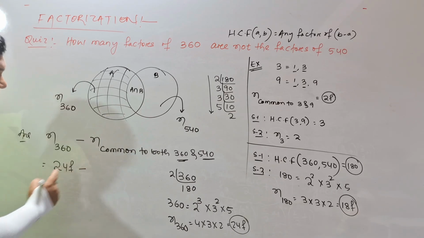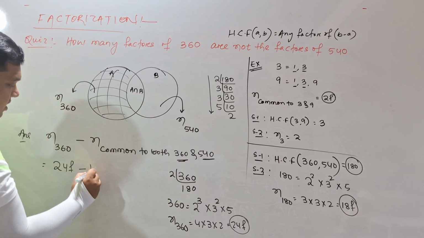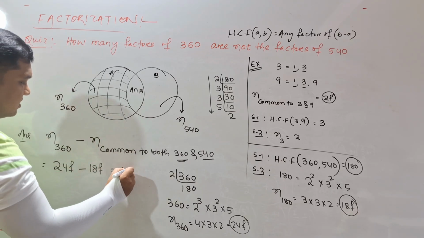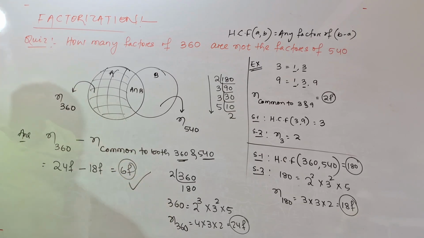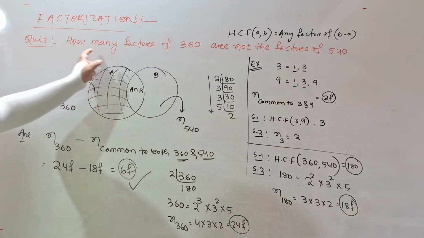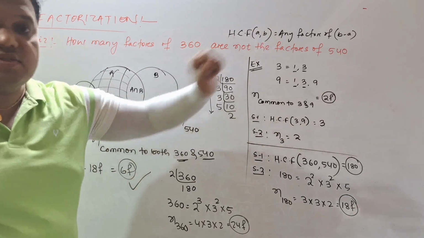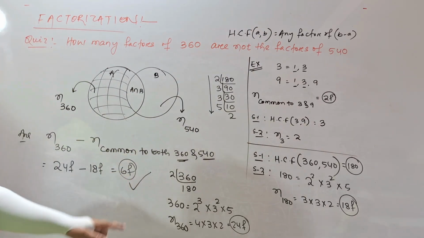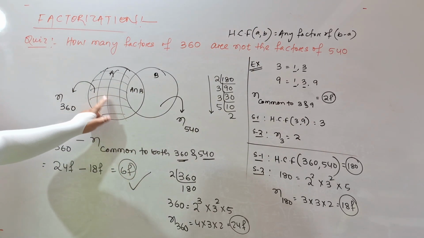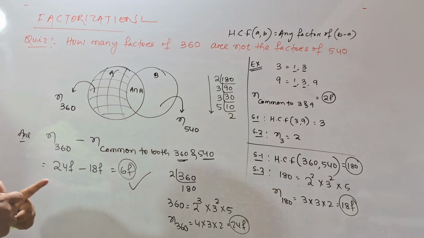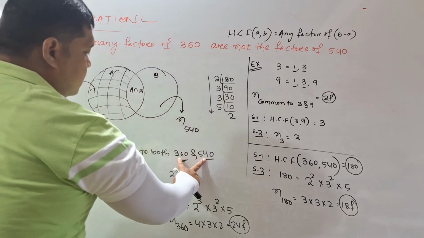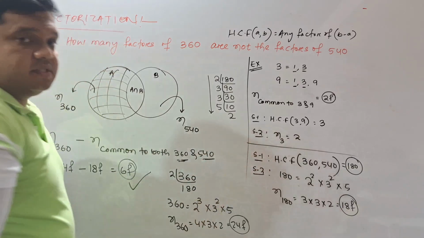And how many factors are common to both 360 and 540? 18 factors. So my answer is 24 minus 18, which is 6. 6 factors of 360 are not factors of 540. Only those 6 factors belong to 360. In this way you have to answer. It is just like the previous question, but the approach is different. Why is the approach different? Here there are two values, and for two values, this is the thought process.